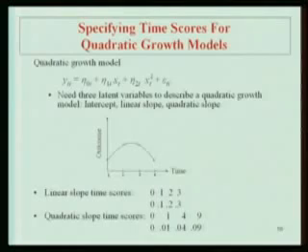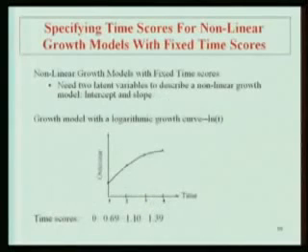The linear slope time scores are, as we learned earlier, 0, 1, 2, 3. Quadratic slope time scores are just the linear time scores squared. So it's very easy. And if you do a cubic model, you need 1 more growth factor, and it would be the linear time scores cubed. So that's how you do that, if you're interested.